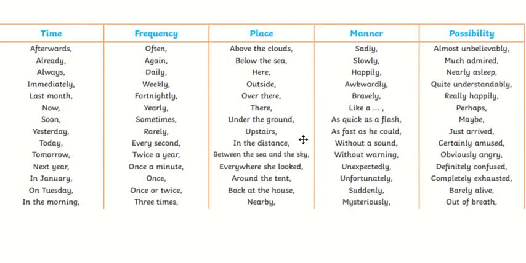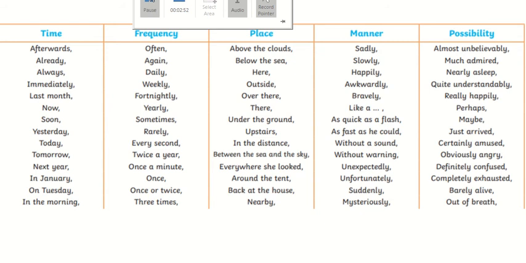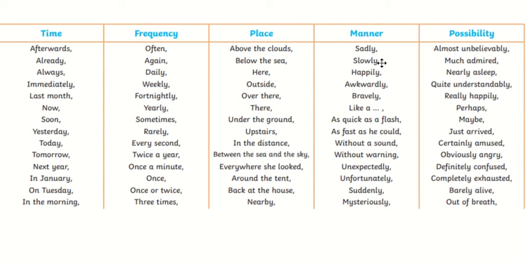Okay, now I'm going to look at manner because I've already talked about how they're doing something. So how can also be an emotion, so the manner can be an emotion. So let's have a look down the manner list. Sadly, that could apply to the dog, couldn't it? Sadly, the little dog sat on the lady's lap. That could work. Slowly, what could be done slowly in that picture?